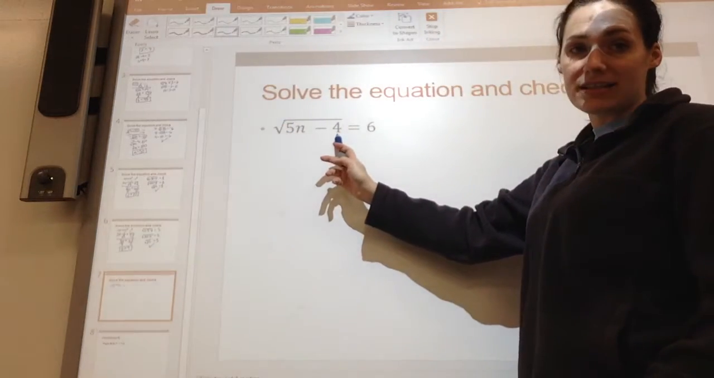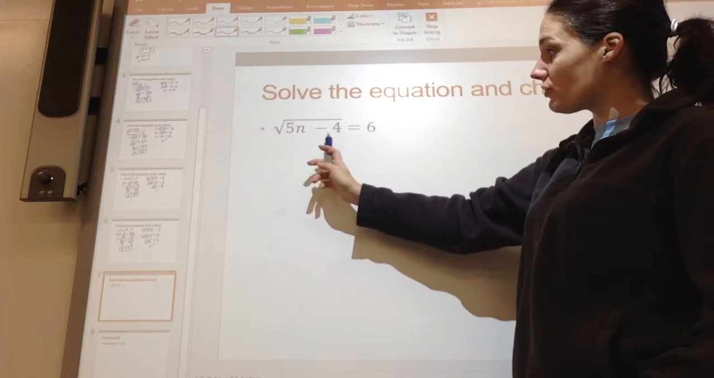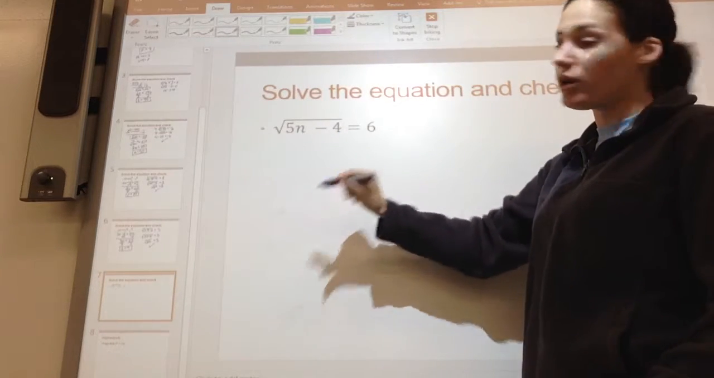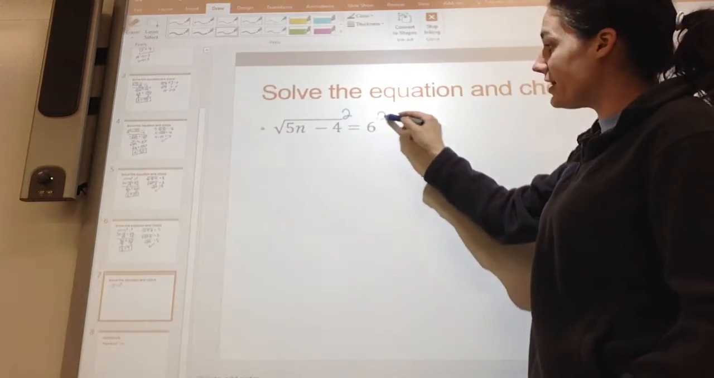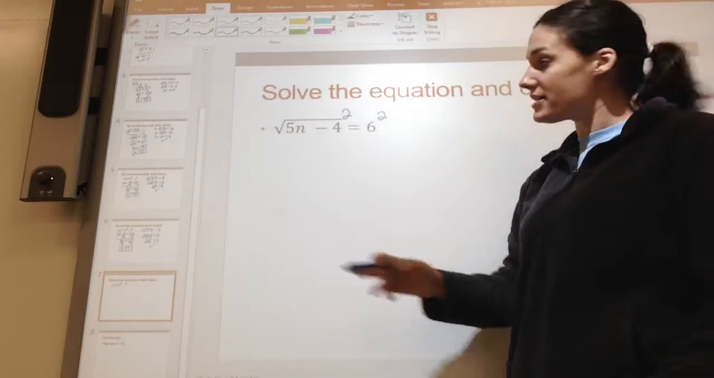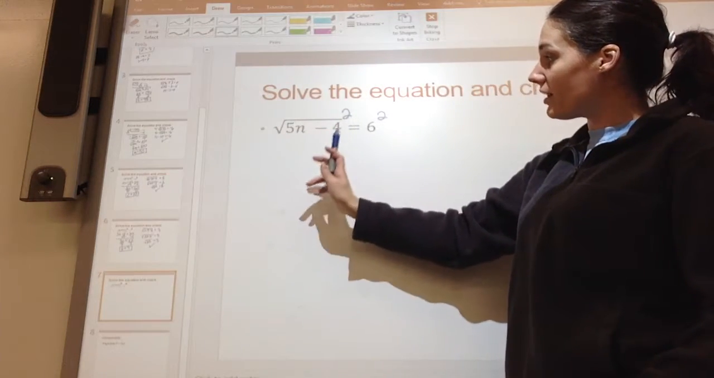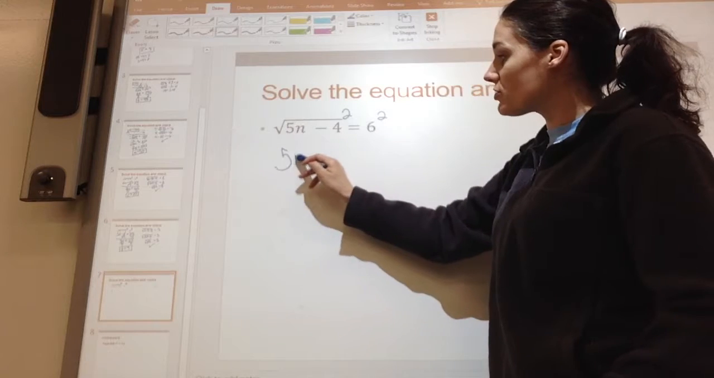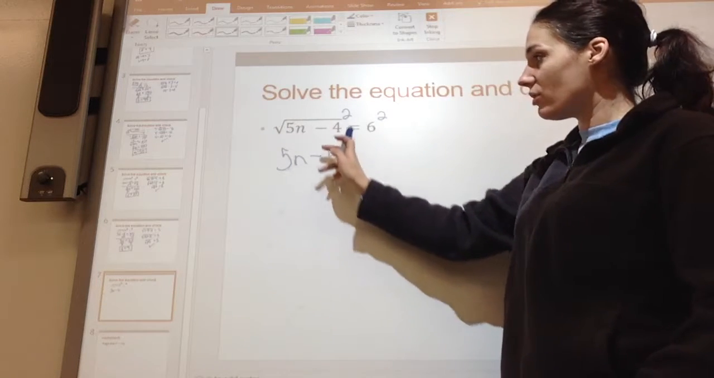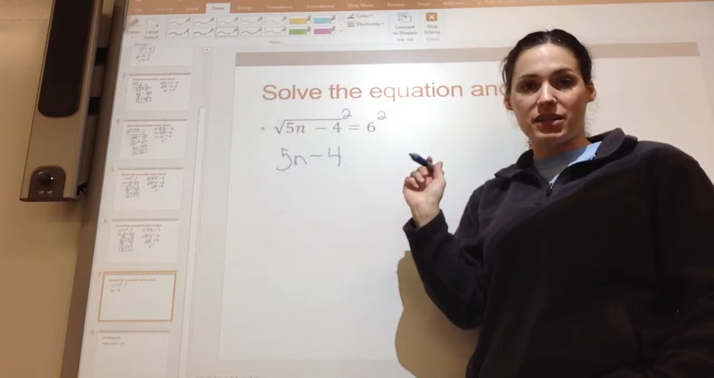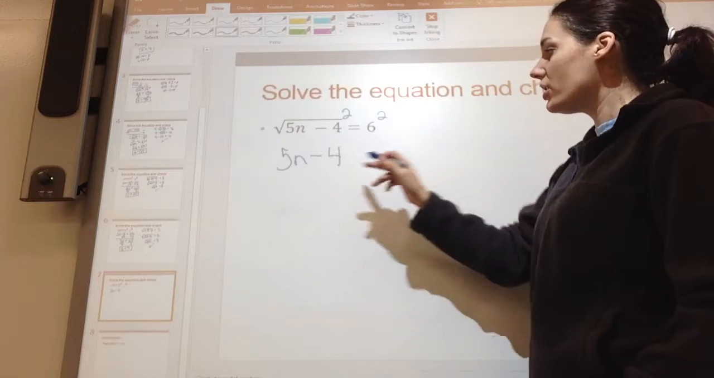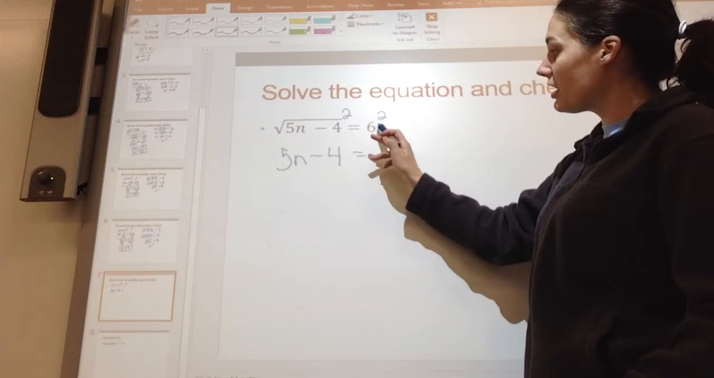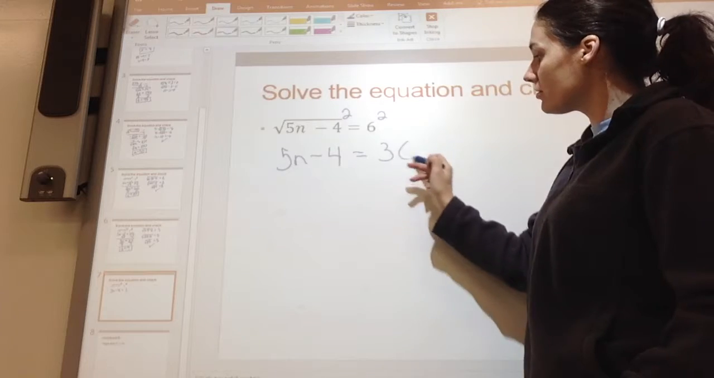This radical is isolated on the left-hand side. There's nothing else over here but what's underneath the square root. So we're going to start by undoing that, which is to square both sides. The square root and the square on the left cancel. So all we're left with is the radicand. Hopefully you remember that vocabulary. Radicand is the part that's underneath the square root. So 5n minus 4 equals 6 squared, which is 36.